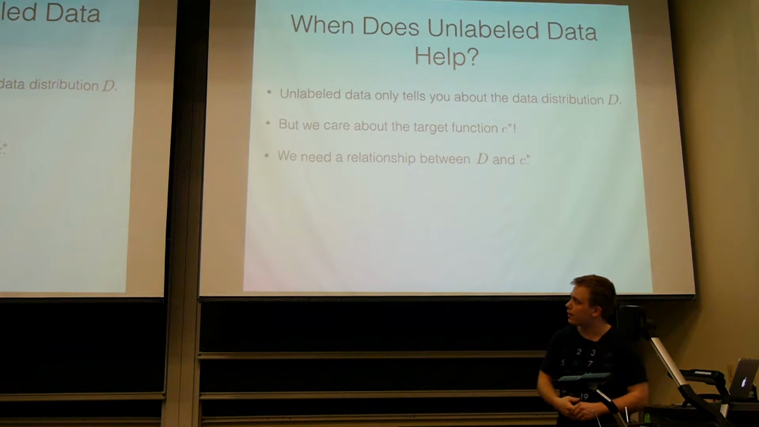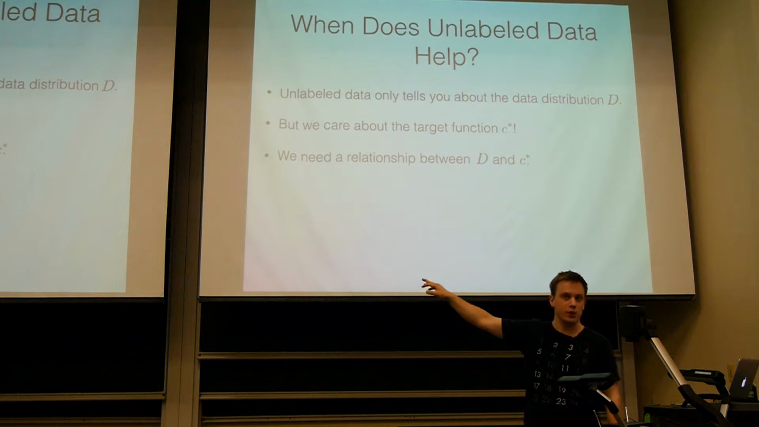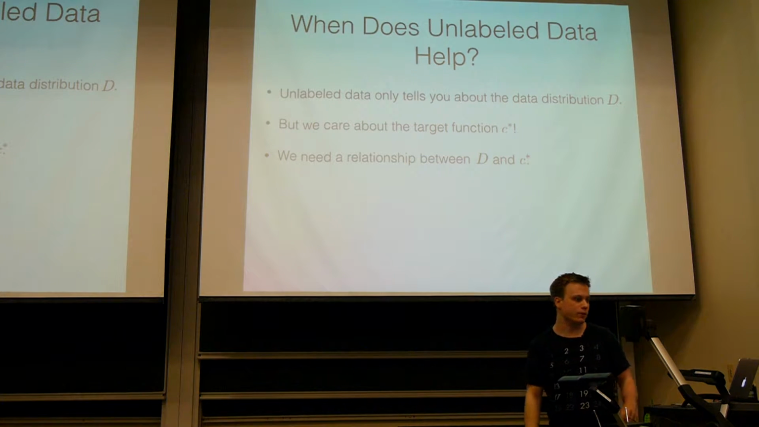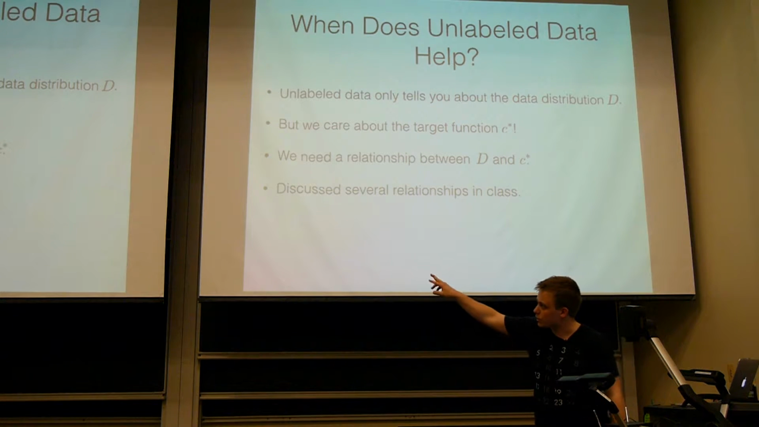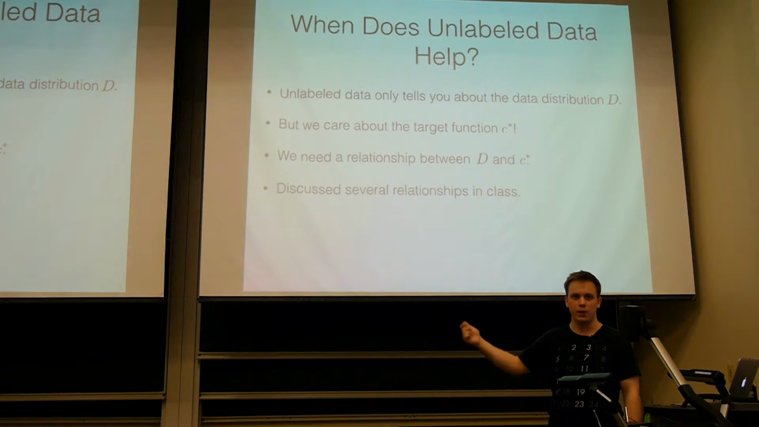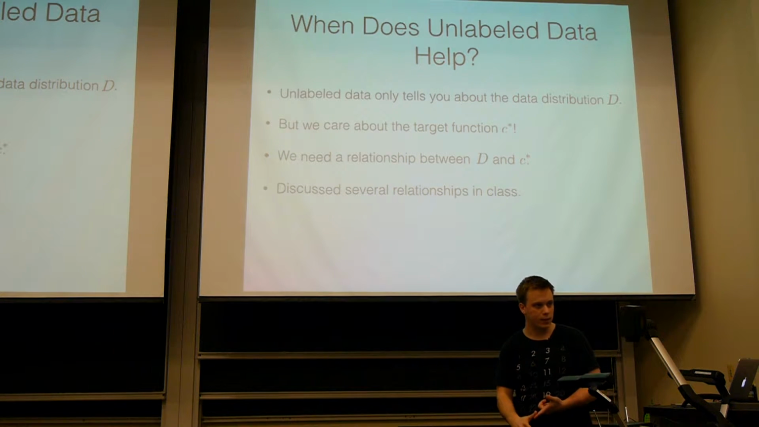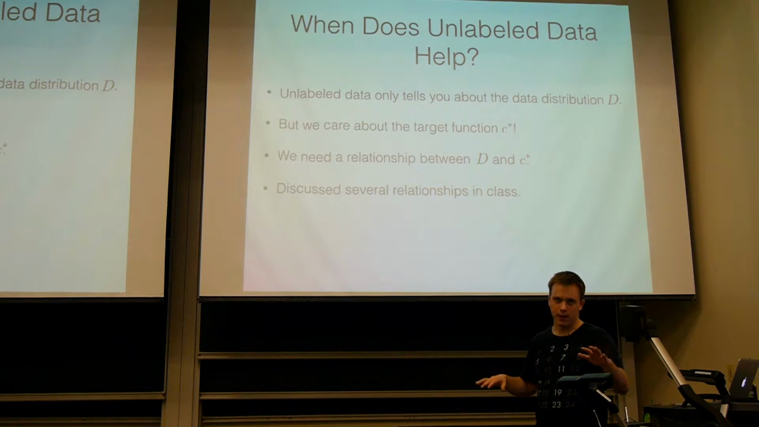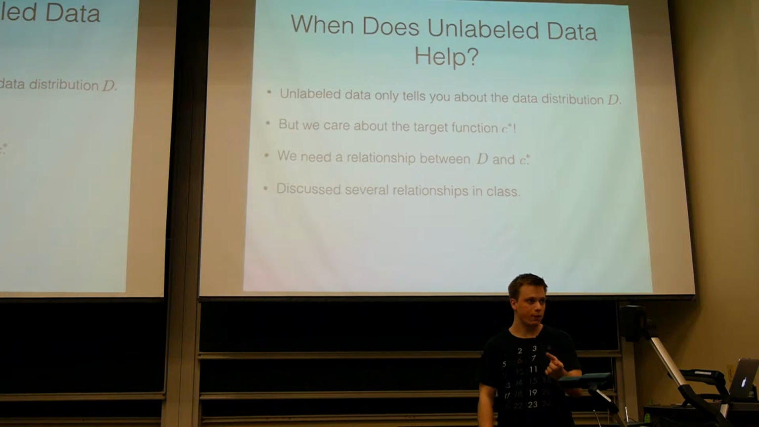And so for semi-supervised learning to be successful, we need for there to be some relationship between the data distribution D and the true label function C star. We saw a couple of different ways of making assumptions about that relationship in class. The simplest one was the large margin separating assumption. There we assume that the data had a linear separator, and moreover that the linear separator had a margin gamma.